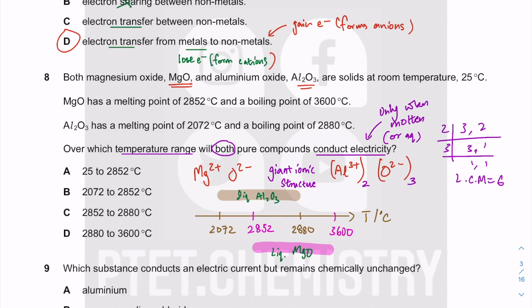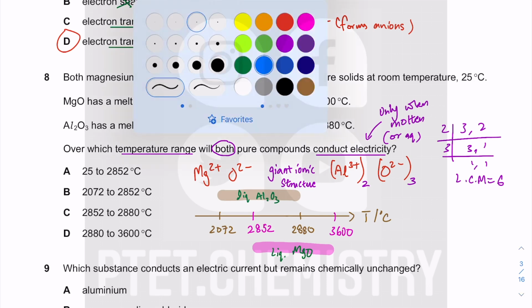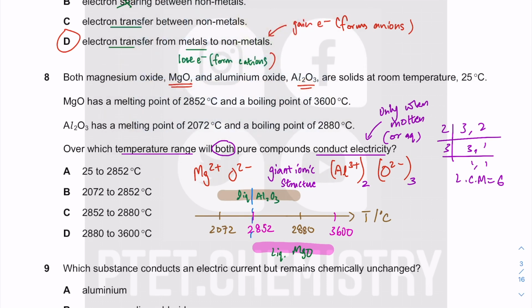So over what temperature range will both of them conduct electricity? I can imagine here to here. Between here and here, both are liquids. Therefore, both of them will conduct electricity. If you exceed this one, it is no longer liquid, it's already becoming gaseous. If you go lower than this, it is liquid, but this is a solid, so solid MgO does not conduct electricity because there are no free ions. So it's between 2852 and 2880. That's the best answer there.